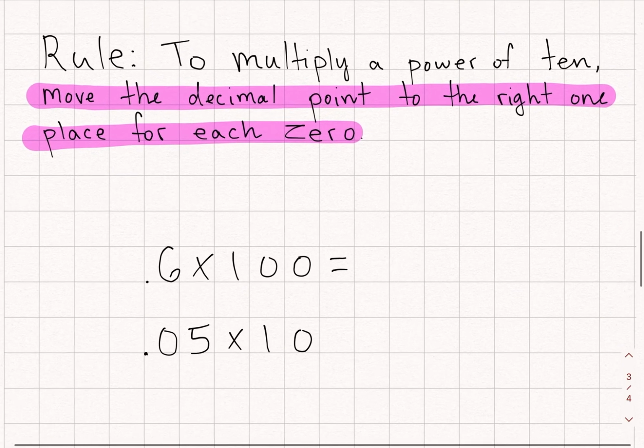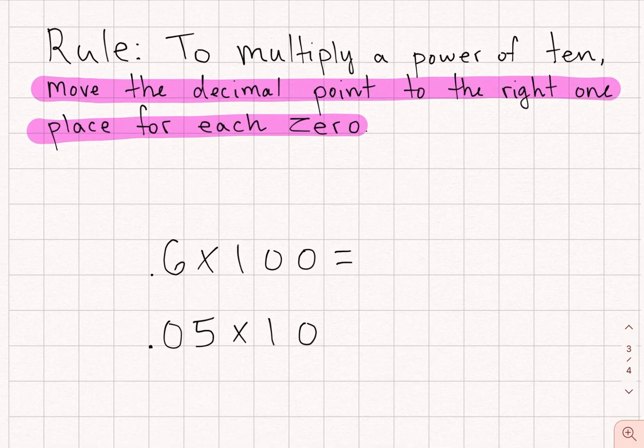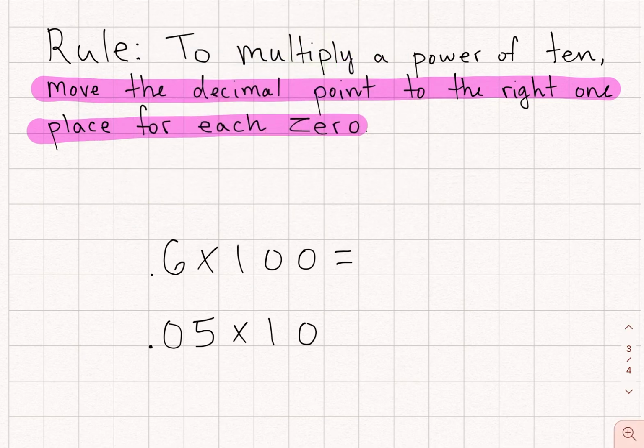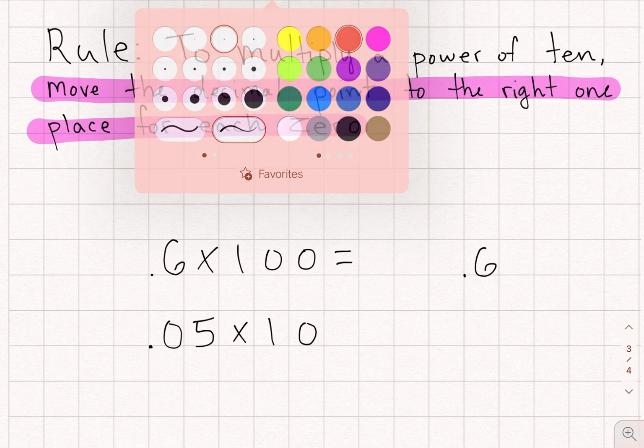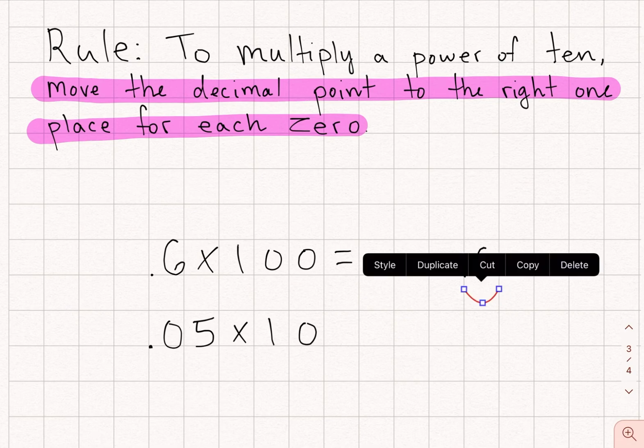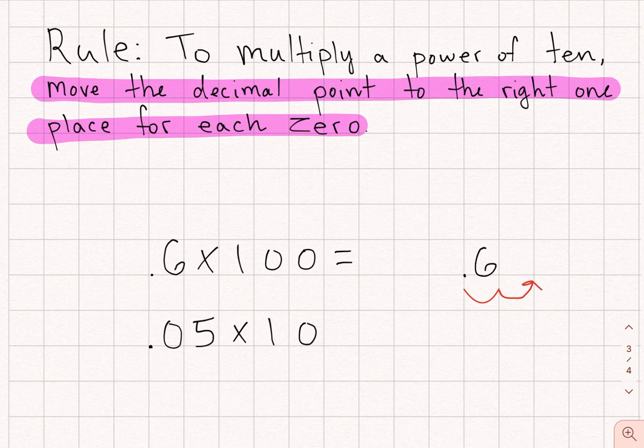Let's do some examples just to be real clear. Let's move the decimal 1 point for each 0. So here we have the number 6/10. I'm actually just going to write that out right here, 6/10. And I need to move the decimal 1 point to the right for each 0. So how many zeros are there? I see 2 zeros. So I'm going to move the decimal twice. Once, twice. The decimal is now going to be here.